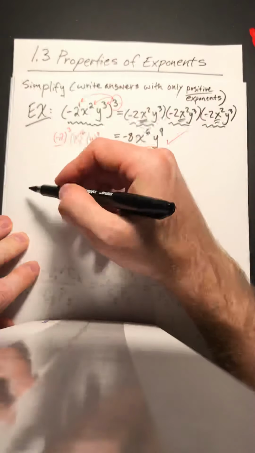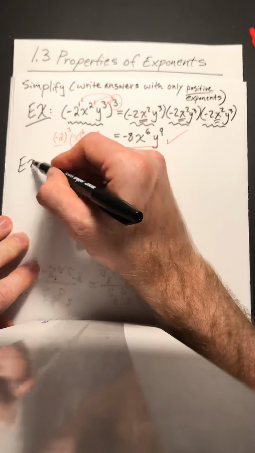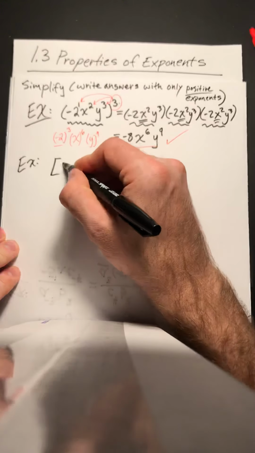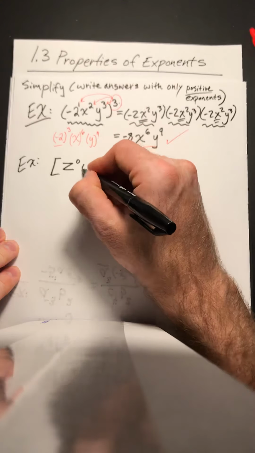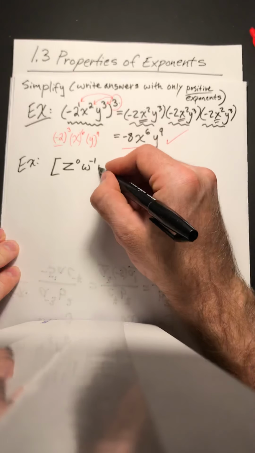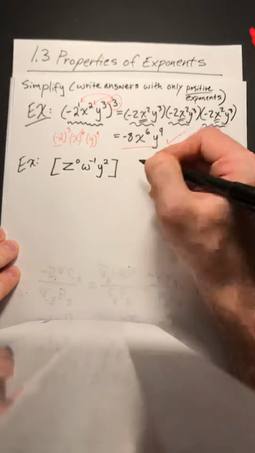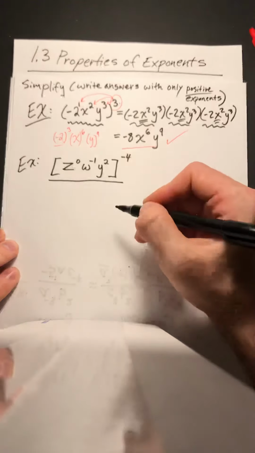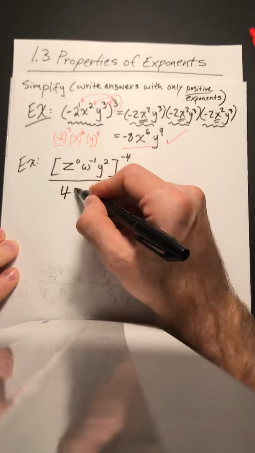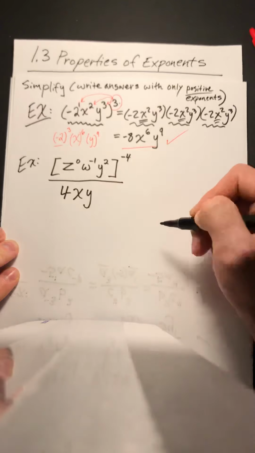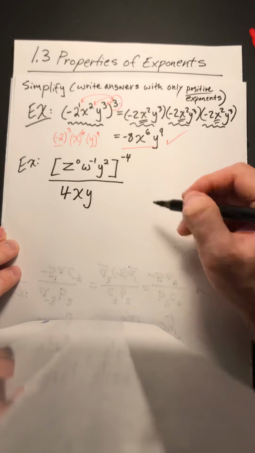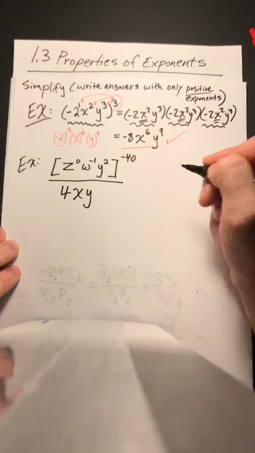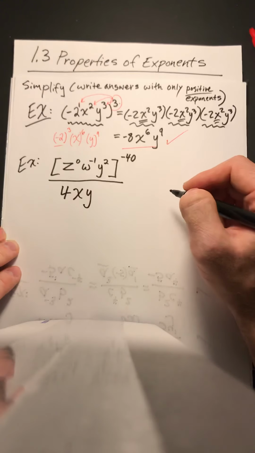So let's try out another problem. And we're going to have z to the 0, w to the negative 1, y to the 2, close the bracket, raised to the negative 4 power, divided by 4xy. And to make this a little bit more interesting, where we actually have to use this rule, let's change that negative 4 to a negative 40. Okay, so we're getting a little crazy here.